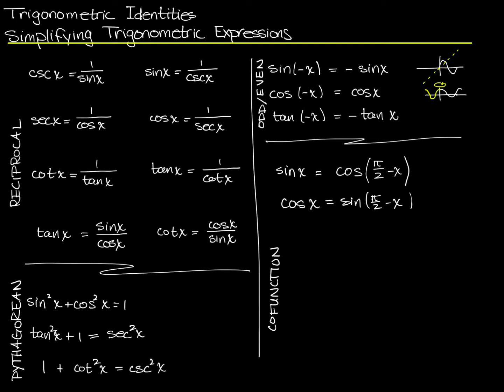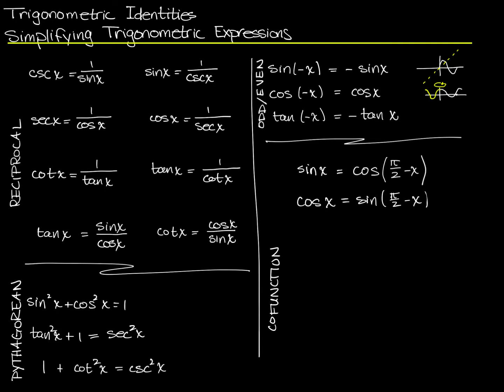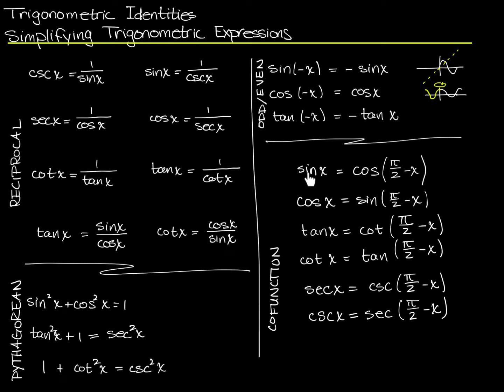I'll write the other ones out so we have a complete set. We have that the sine is equal to the cosine if you shift it over. The cosine is equal to the sine if you shift it over. Tangent and the cotangent, the secant and cosecant. And the shift is the same. Start with pi over 2, subtract x. These are called the co-function identities because they deal with the co-functions. The sine has a co-function of cosine. Tangent and cotangent and secant and cosecant are co-functions.